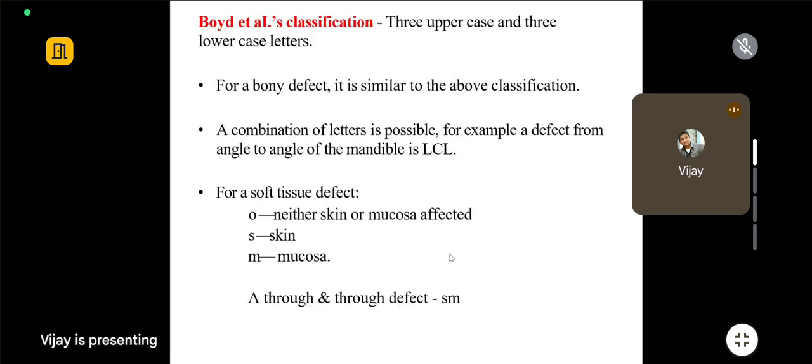In this classification, there were 3 uppercase and 3 lowercase letters. For bony defect, it was similar to the previous classification, and for soft tissue defect, it was denoted with O, neither skin nor mucosa; S, involving skin; and M, involving mucosa. A through defect was denoted with the letters S and M. A combination of letters is possible. For example, a defect from angle to angle can be mentioned as LCL, lateral, central, lateral.